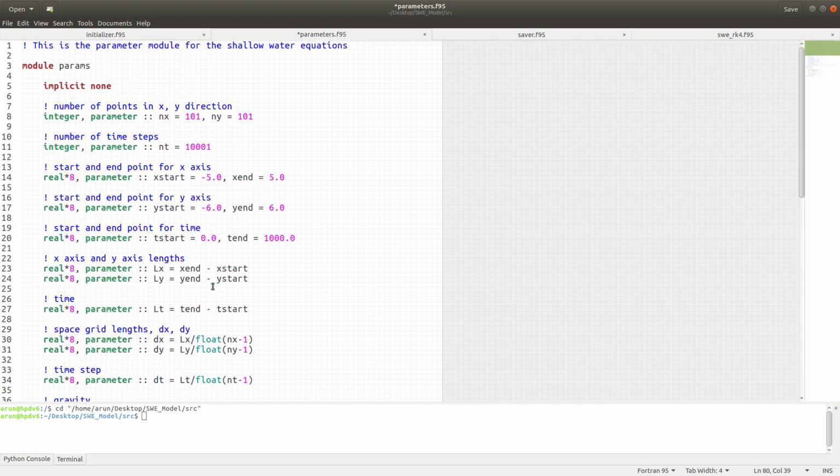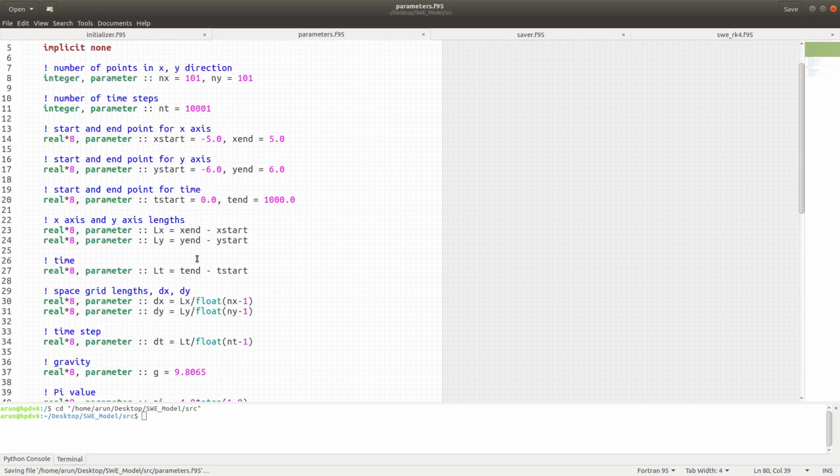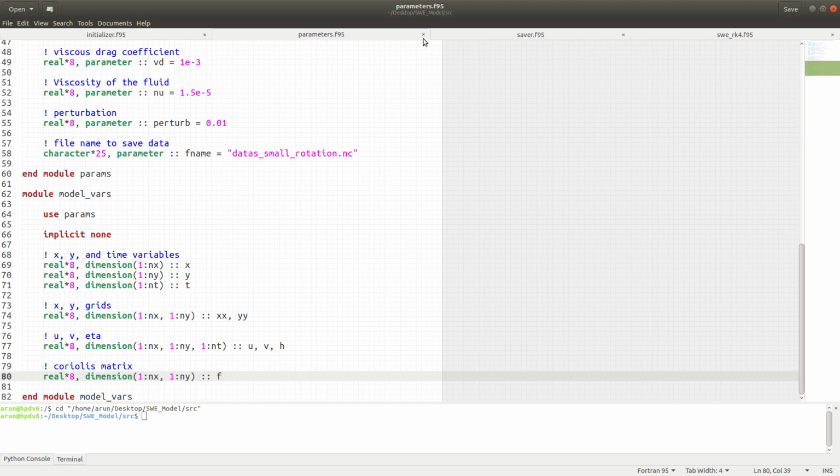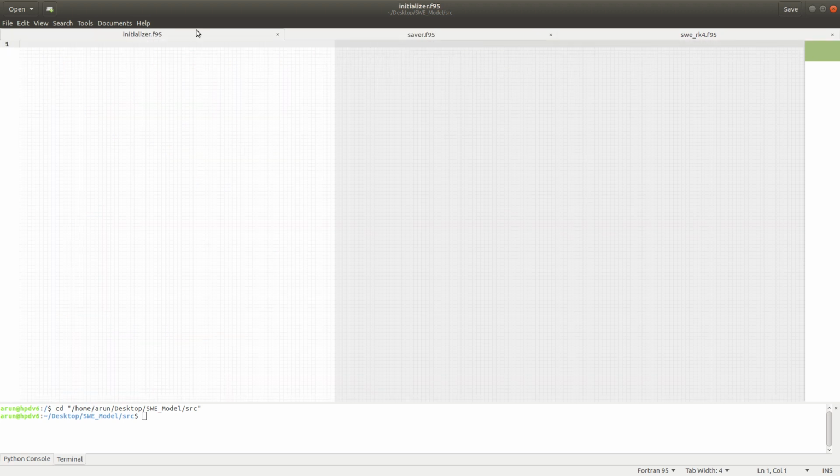Now with this, our parameter module is ready. Now we can close this out. And now let's go and talk about the initializer module. This initializer module is not going to be that difficult actually. This is going to initialize the entire program. So let's write it down.